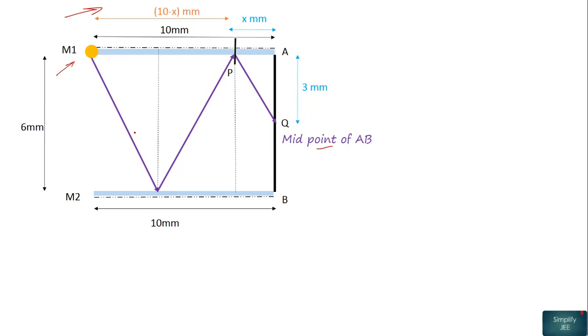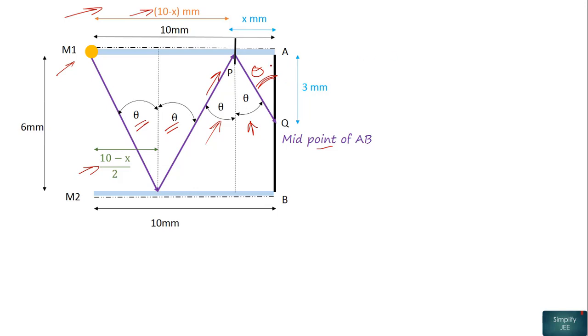Now let's say that the first angle of incidence here is theta. Then the angle of reflection for this incident ray will also be theta. Also, this angle over here will be theta, as these will be vertically opposite angles, and this angle over here will also be theta, as it is the angle of reflection for this incident ray. Now, as these two angles are equal, theta and theta, hence this length over here will be half of this length 10 minus x. Hence this will be (10 minus x) by 2. Also here, this angle will be theta, as this will be vertically opposite angle.